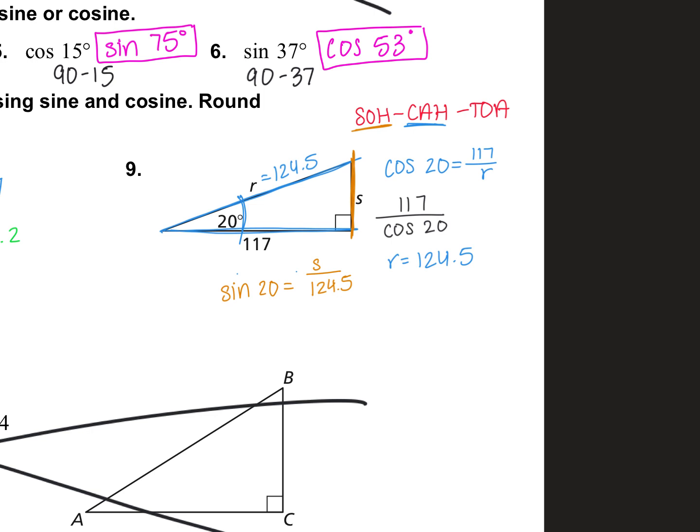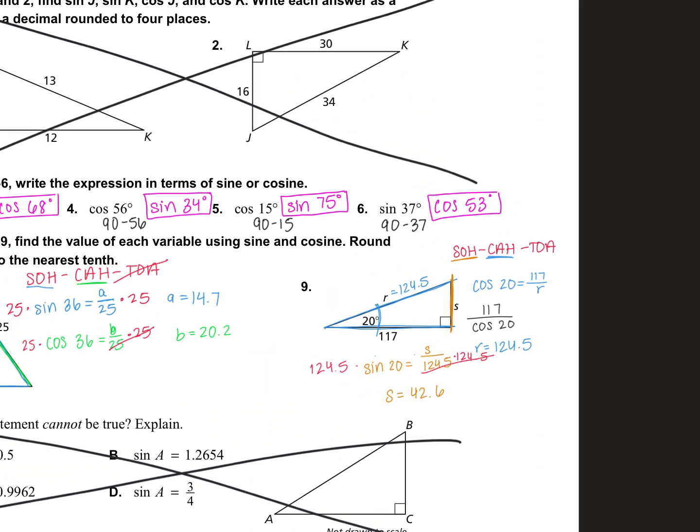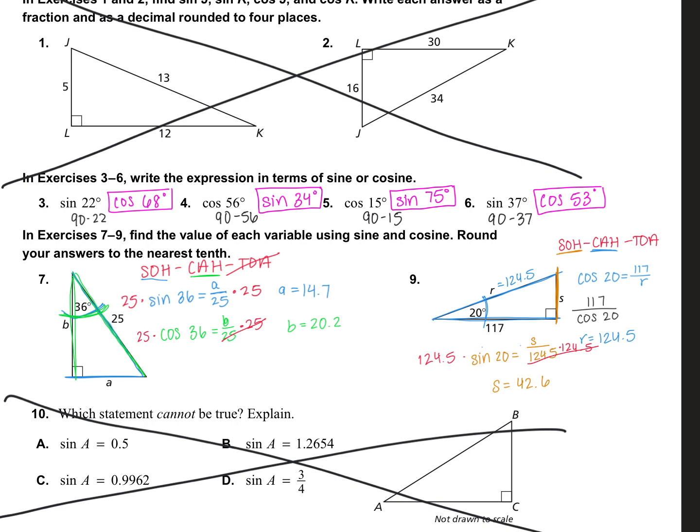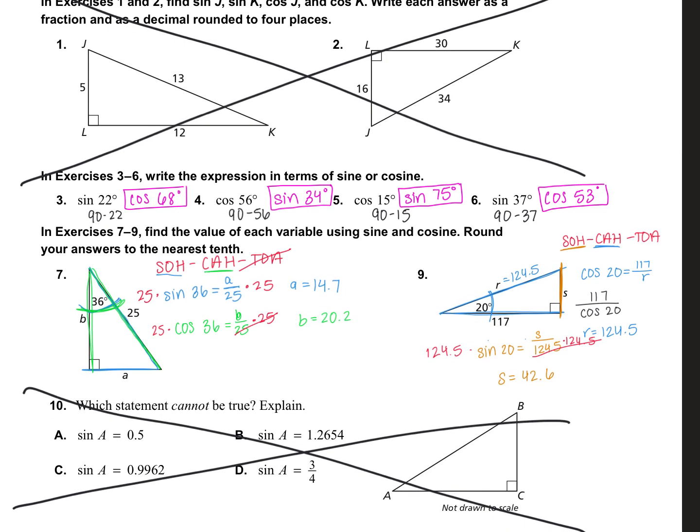So for this one, solving for S, multiply both sides by 124.5. If you plug that into the calculator, S is going to equal 42.6. All right, so you will get a question like 3 through 6 on your test, and you'll get a question like 7 and 9 on your test.